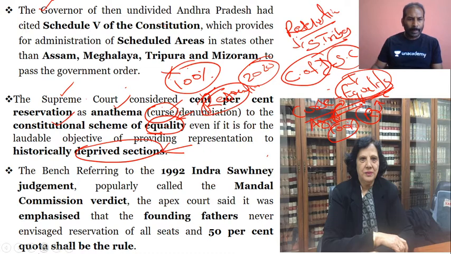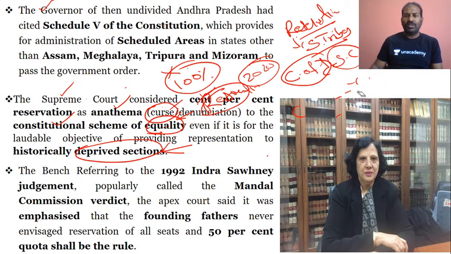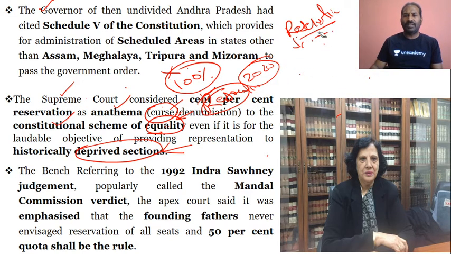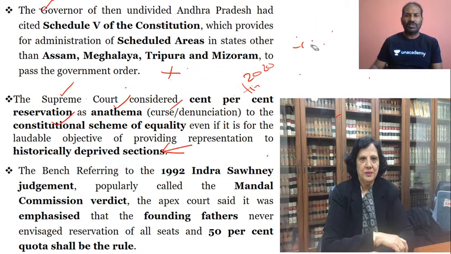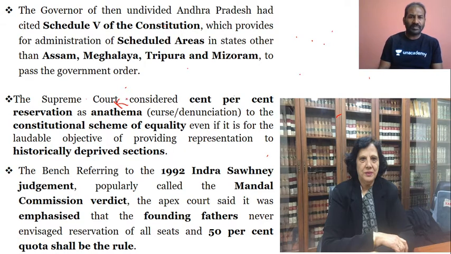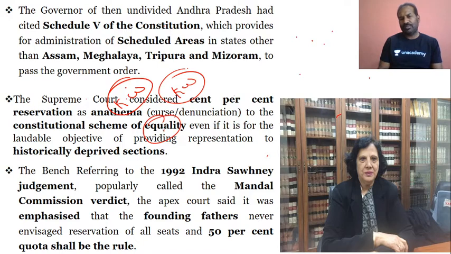And not only that, the bench is not just talking about whether the 100% reservation is good or bad, or a curse to the concept called equality. When we look at the words curse and anathema, please try to emphasize the keyword. Anathema is a keyword here. And then deprived section and equality are also keywords. You know all this, but while you are writing your mains, you have to mention that.